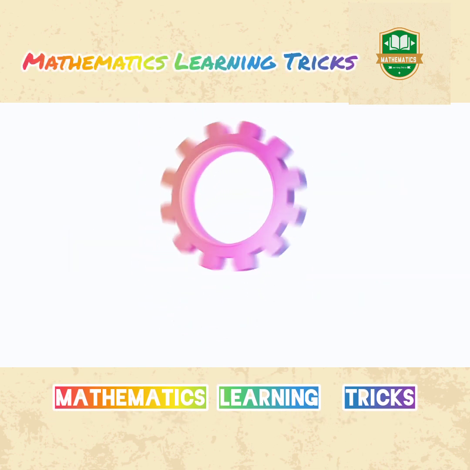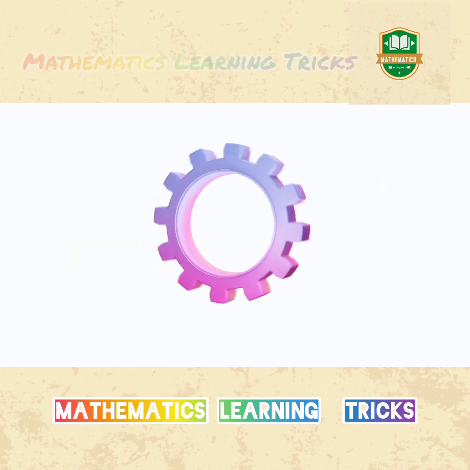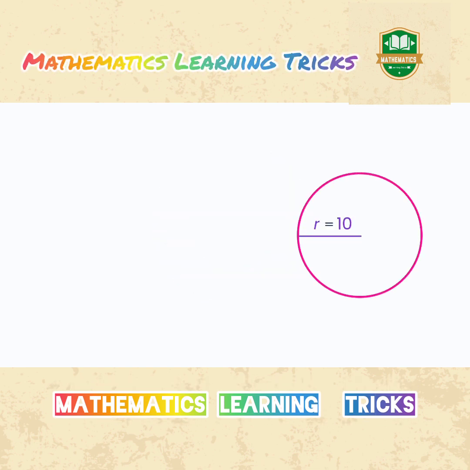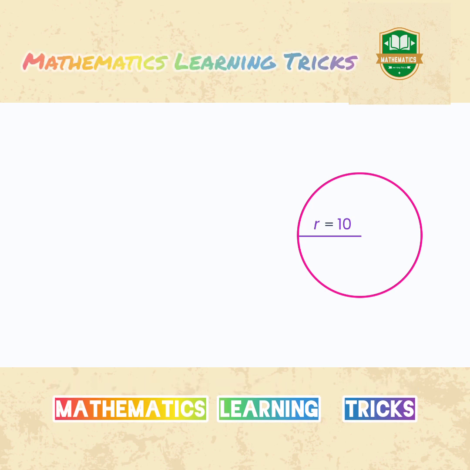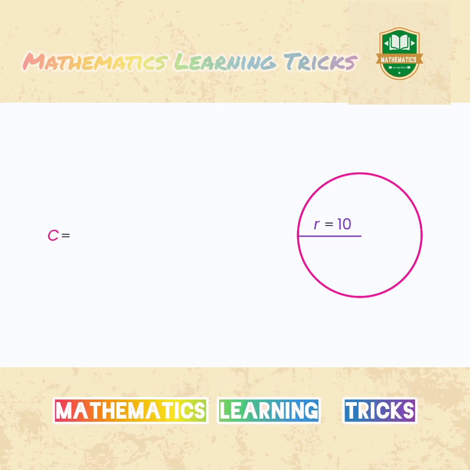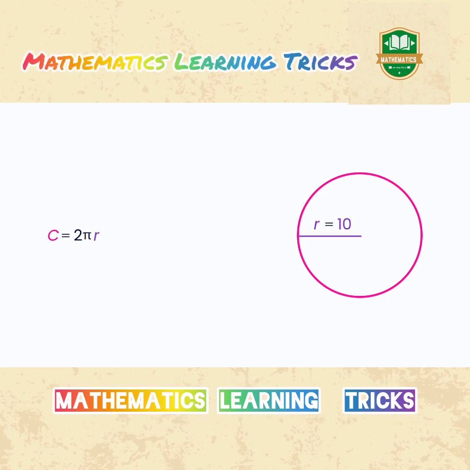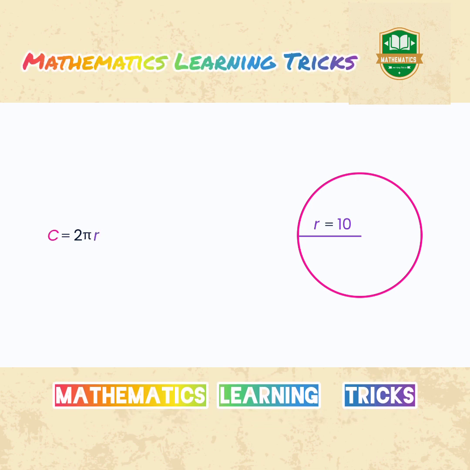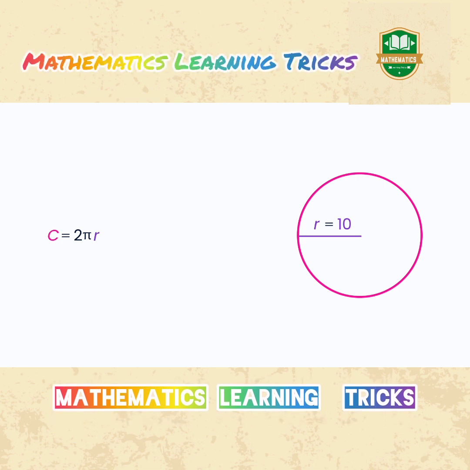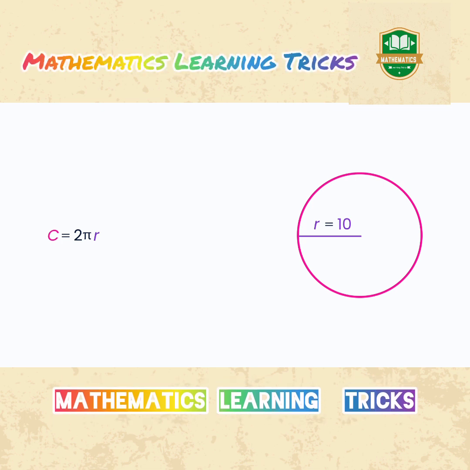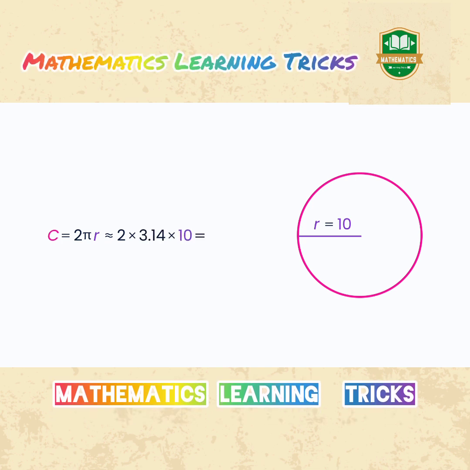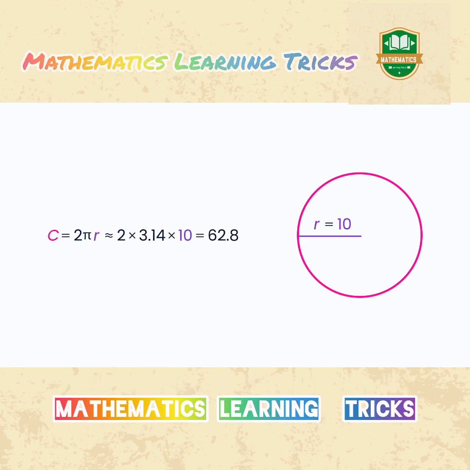Let's look at a final example. This time, you want to find the circumference of a circle with a radius of 10. In this example, you know the radius, so you use the formula C equals 2 pi r. Now, replace pi with 3.14 and r with 10, which leaves you with a circumference that approximately equals 2 times 3.14 times 10, which is 62.8.